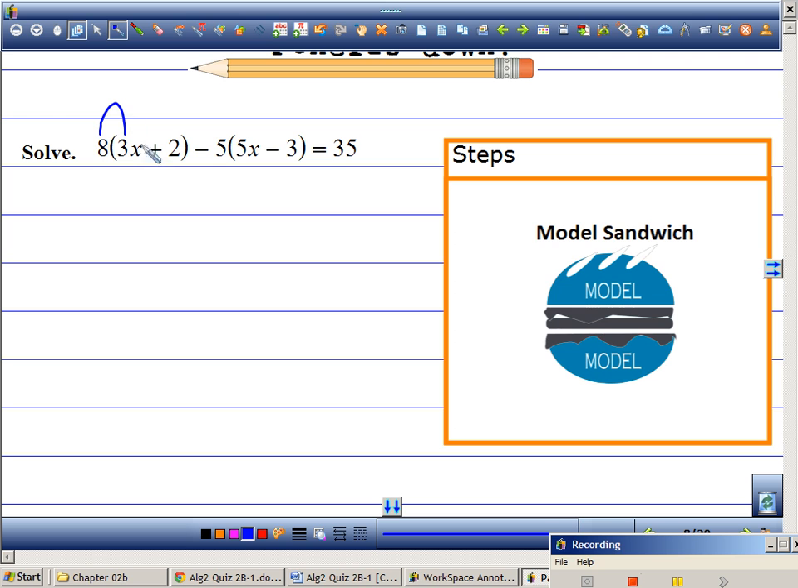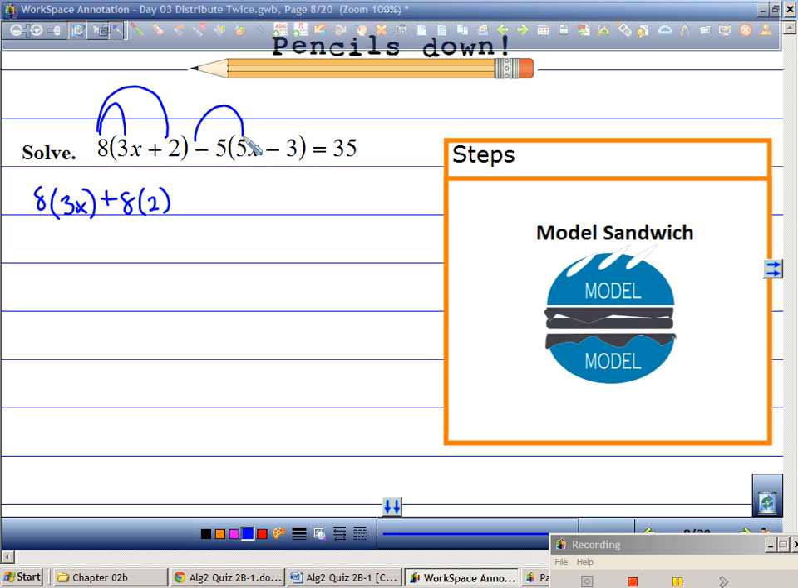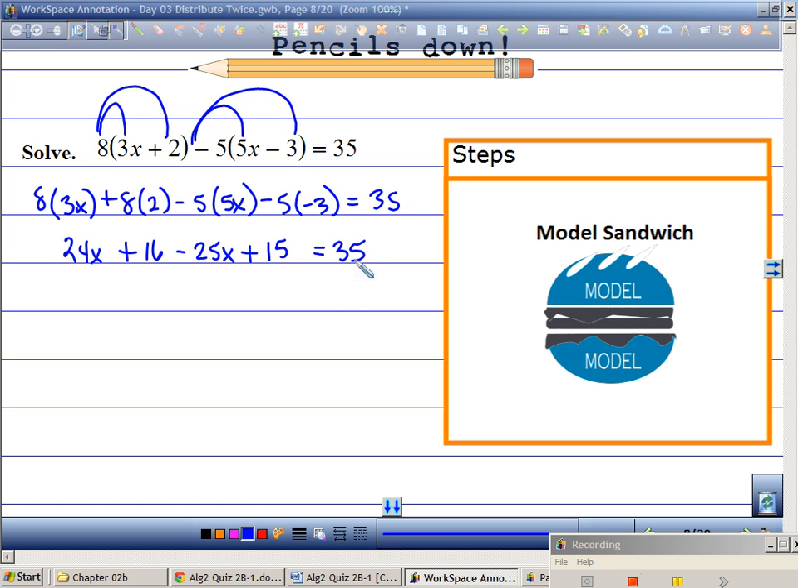Okay, so let's work. I'm going to do this one on my own. 8 times 3x is 24x. 8 times 2 is 16. Negative 5 times 5x is negative 25x. And negative 5 times negative 3 is a negative times a negative, which is a positive 15, equals 35.